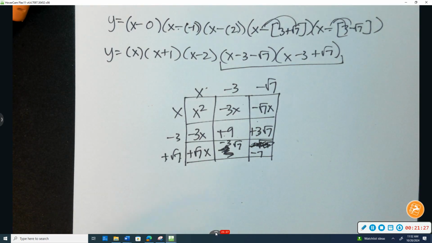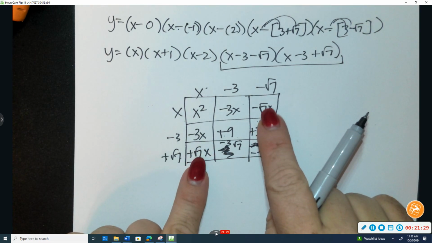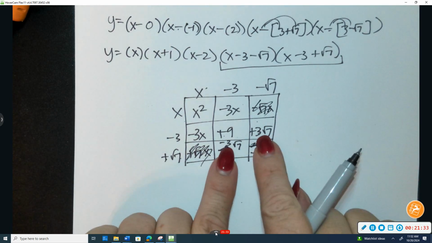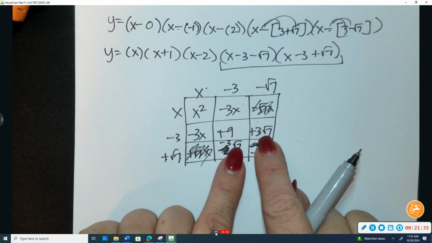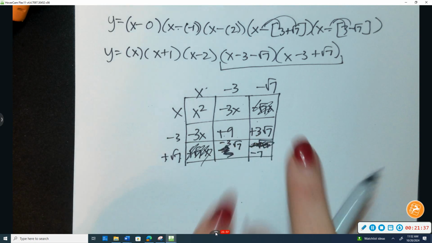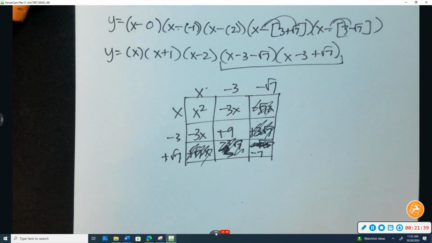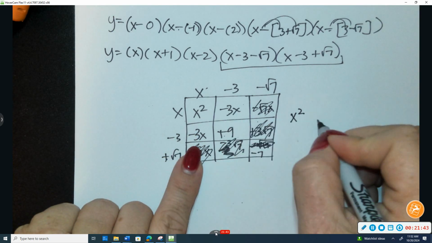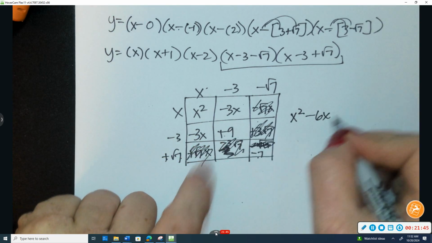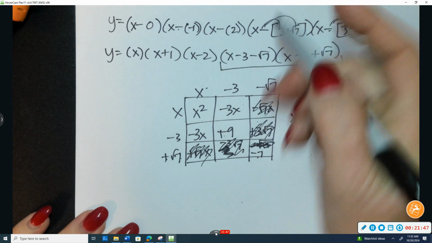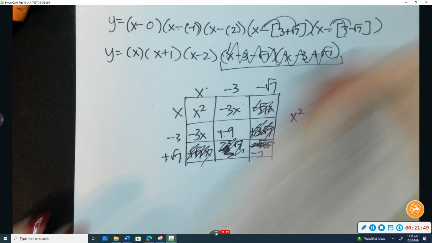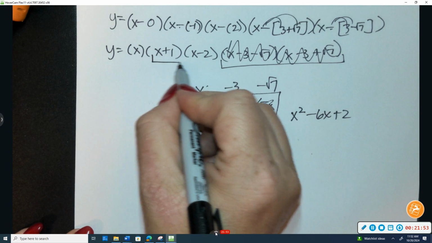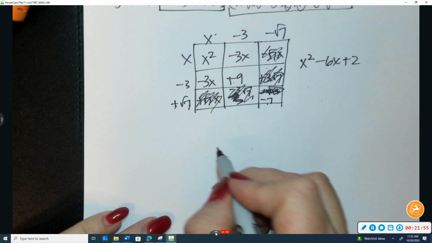Well, let's see what we can cancel out. Look at these two, they're additive inverses, exactly the same thing, different signs, they cancel out. Look at these two, exactly the same value, but just different signs, they cancel out. And I'm left with x squared minus 6x plus 2. So that's these two. I've taken care of those two. Now I'm going to combine these two. Those would be pretty easy to combine.